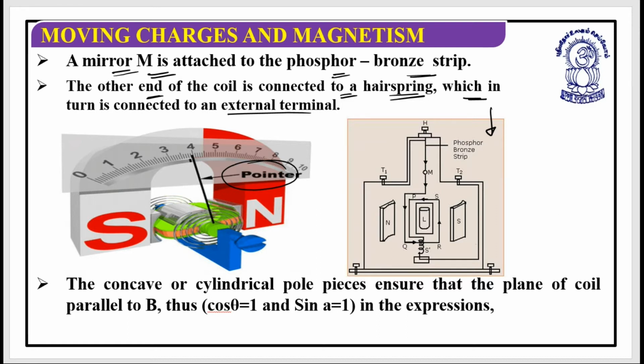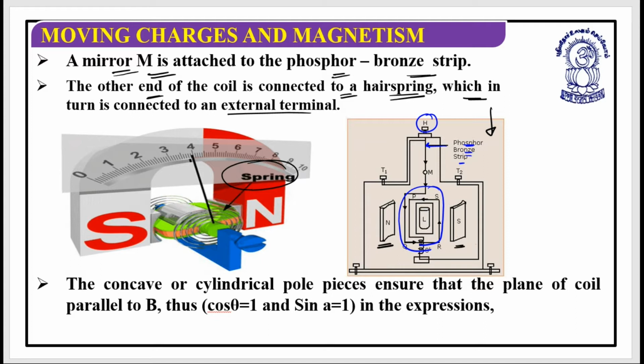So you can see this is the north pole, this is the south pole, and this is the rectangular coil. I hope you can see this is the rectangular coil, and this has been connected, and this is the phosphorus bronze strip. Yes, please, this diagram is useful when we are talking about the subjective examinations. That means in your board examination, the working principle or construction of the MCG can be asked.